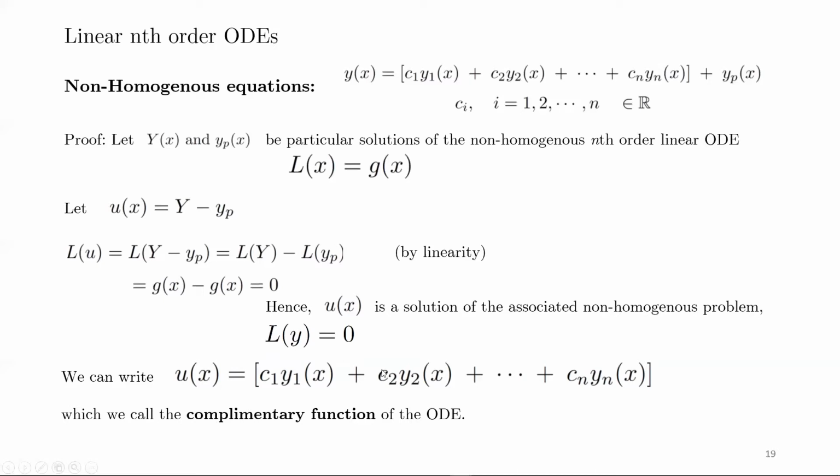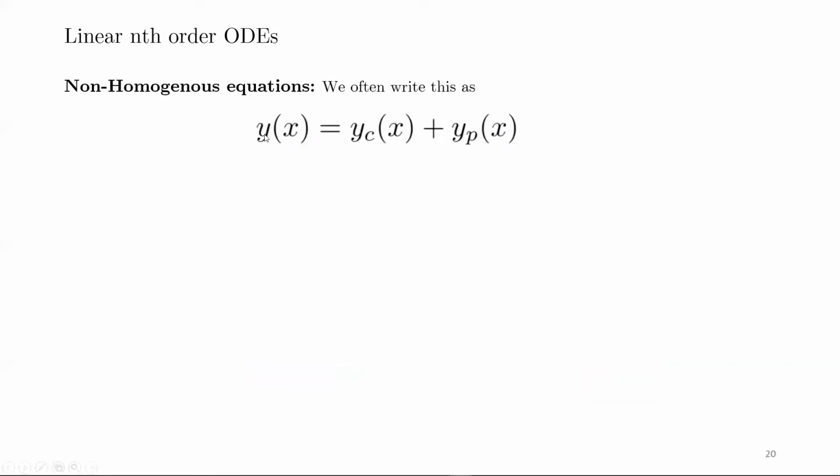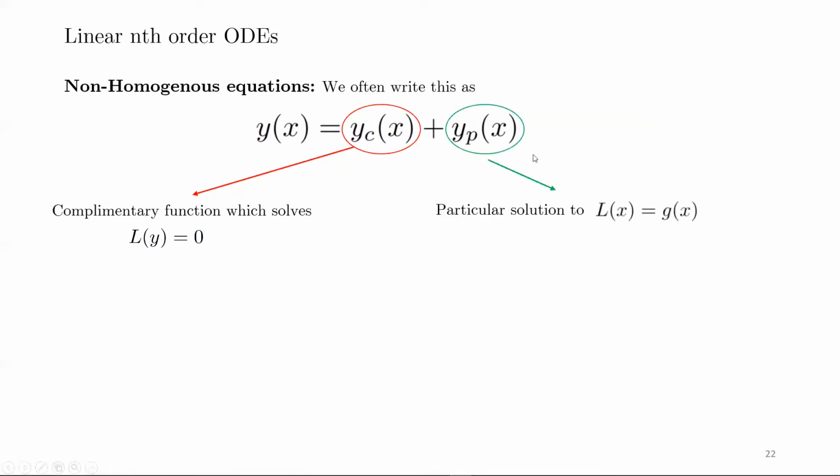Okay, and so often we write the general solution of the non-homogeneous equation, so y of x is the general solution of the non-homogeneous nth order linear ODE. We write this as the sum of two parts: the complementary function, which simply solves the equation L of y equals 0, so the associated homogeneous equation, and this particular solution yp, which is a particular solution to the non-homogeneous equation.